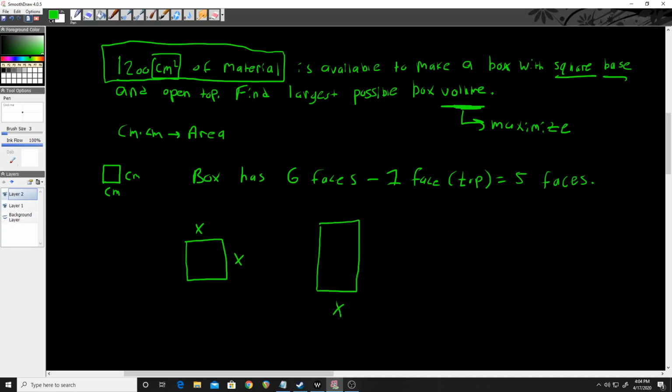So if this is x, then the height is something different. The height is y. Okay, and there's one of these. This is the bottom. And this is each of the sides. So there's going to be a total of 4 of these.